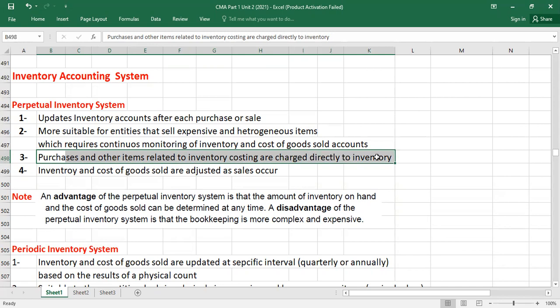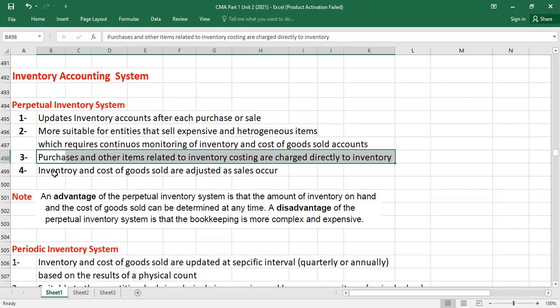I mean to say, whenever you buy any product, and if you are using the perpetual inventory system, you will not use the word purchases. You will say debit inventory, credit cash or supplier. You will not use the word purchases. So the purchases word will be replaced with the inventory word.